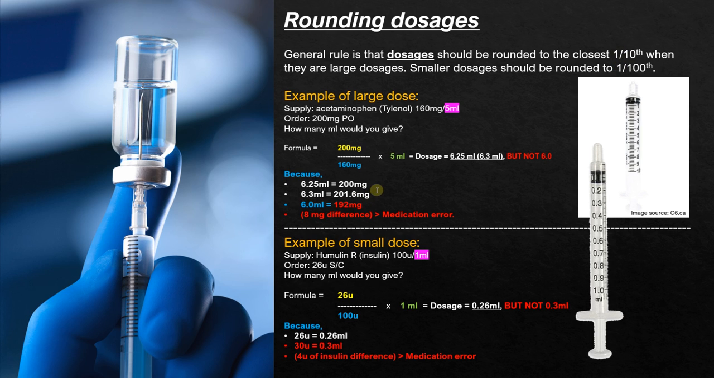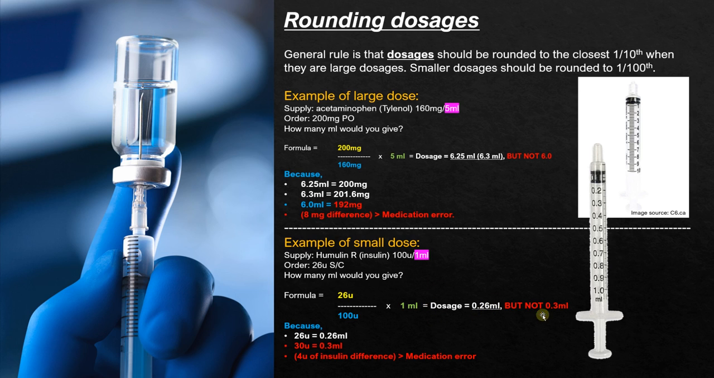Now, in my next example, we're going to use a small dosage. So our supply is going to be Humulin R insulin, and it comes in 100 units per 1 milliliter. The doctor's going to order 26 units subcutaneously. Now my question is, how many milliliters would you give? Well, let's plug this into our formula. Our order, 26 units, divided by our supply, which is 100 units, times our volume. It's dissolved in 1 milliliter. And if we do our math, it's going to give us 0.26 milliliters.